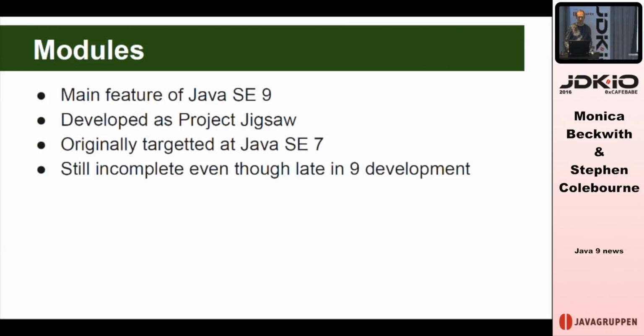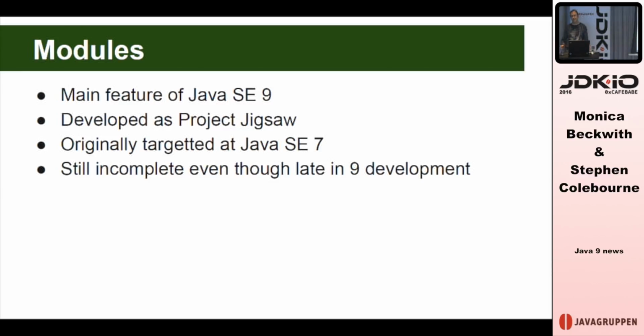So just to introduce myself, I'm Stephen Colebourne. I'm best known for date and time. So I wrote the JDK library. I also wrote the java.time library that's in Java 8. Java Champion, been following things as they've gone on in Java for many years.